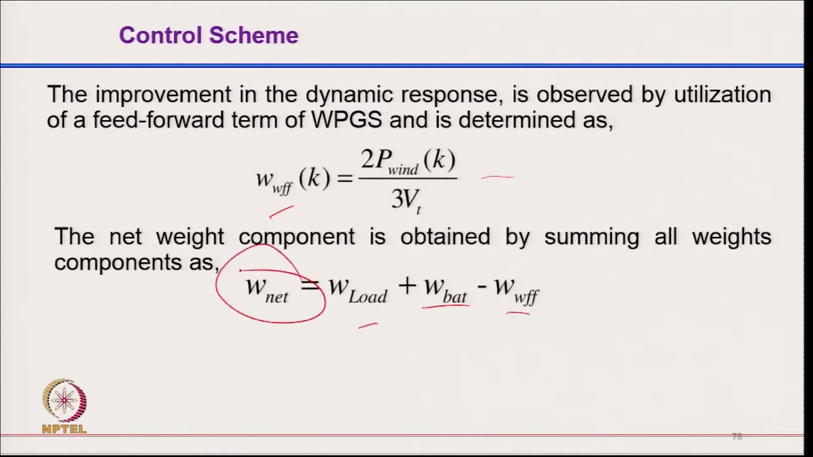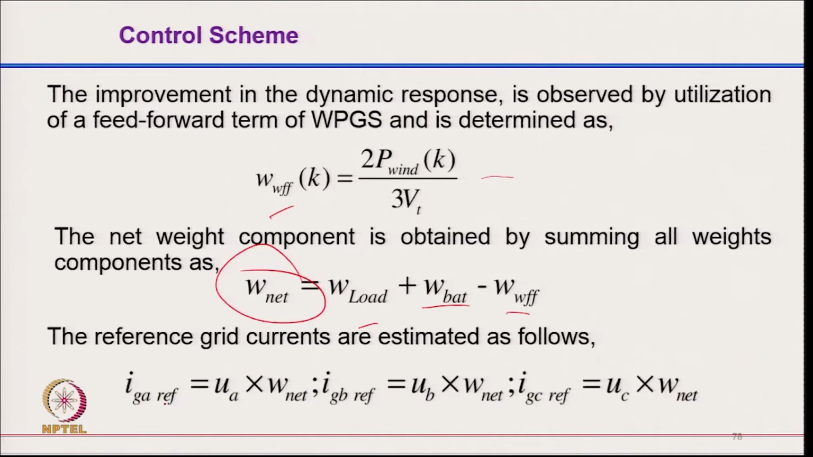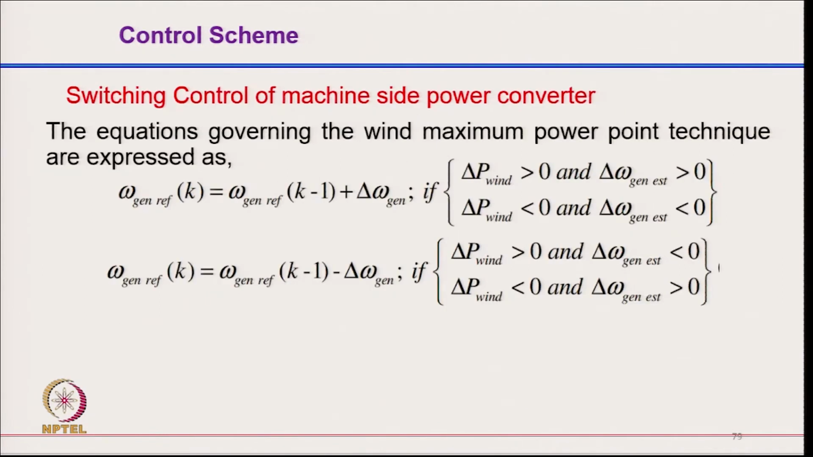So, we get the weight corresponding to the grid current, and then we have a reference grid current by multiplying the weight and the template. These 3 phase reference grid currents are compared with the sensed grid currents, and we generate the gating signal.